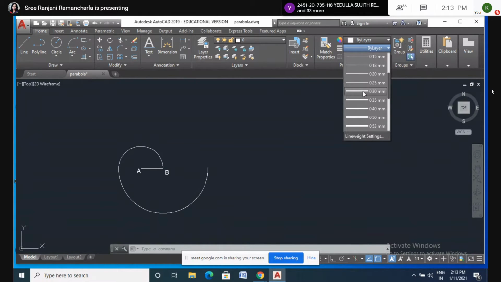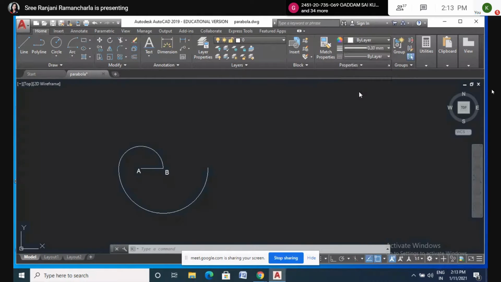And write another very short definition. Involute is the locus of the free end of the string. Okay. Now you can see the screen now. Yes, can you all see the screen?